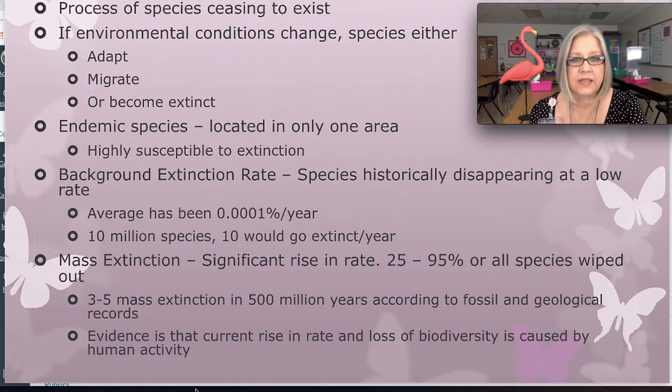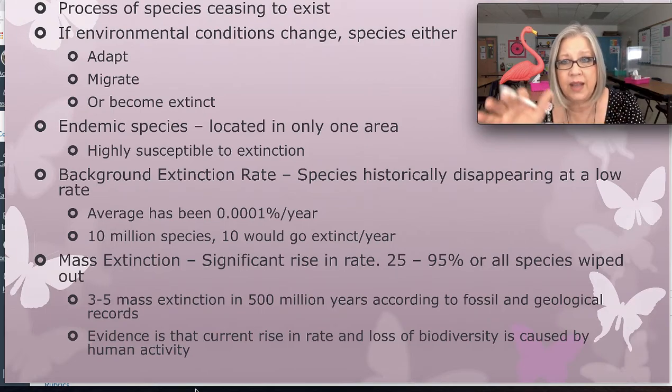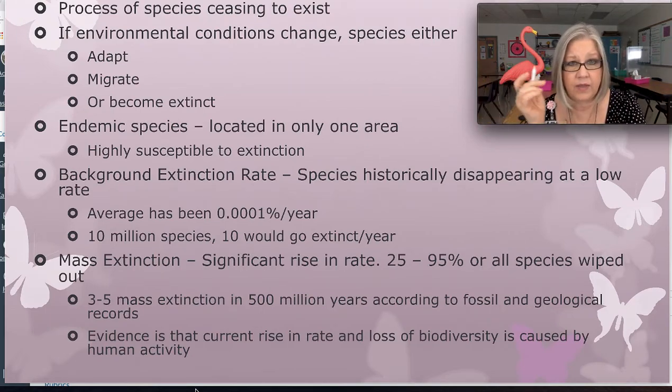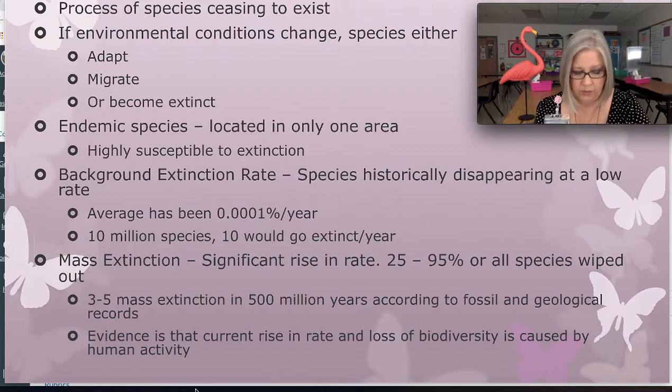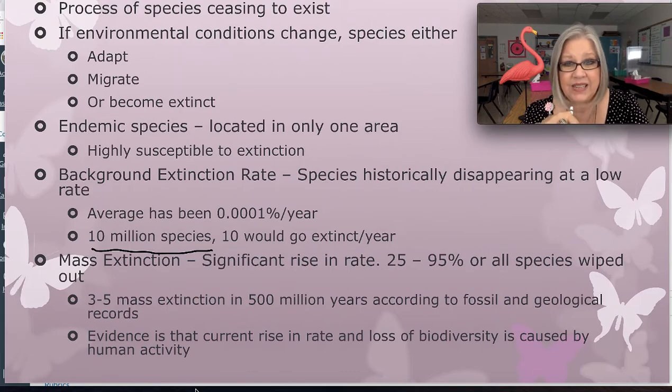Now, our background extinction rate, in other words, if humans weren't involved and things were allowed to go as they would naturally, the average is 0.0001% a year. Okay. Well, what that amounts to is if we had 10 million species, 10 would go extinct in a year. If you have a mass extinction, that rate is anywhere from 25 to 95%. So we've recorded about 5 mass extinctions, and we'll talk about this more in our lecture on biodiversity.